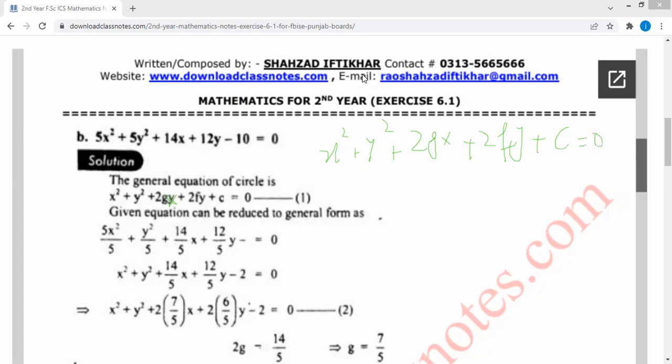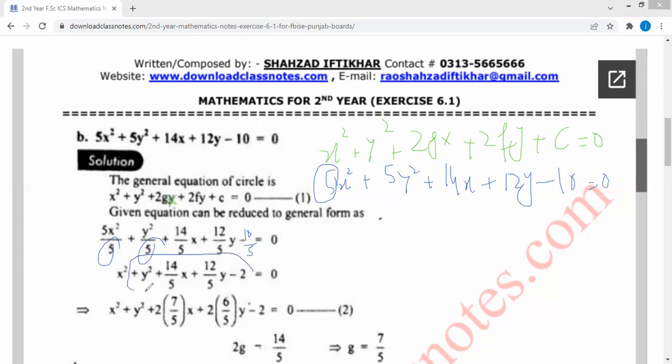Now my equation for this term is 5x square plus 5y square plus 14x plus 12y minus 10 equals 0. So what do I have to do here? Simply, this coefficient must be equal to 1, so I have to divide all the terms by 5. So all the terms are divided by 5, and here it is negative 10 divided by 5. After the calculation, this value equals this one.